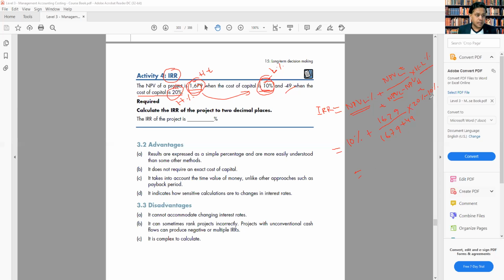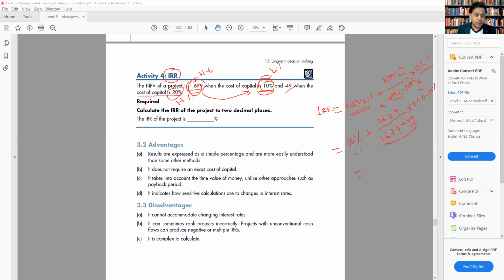If you do it once on paper, it will be clear for you. It's not a difficult thing. So what is the result we have here? First we add these two, that is 1679 plus 49. Then 1679 will be divided by the result. After that, we multiply with the 10, so 20 minus 10 will be 10. And after that, we add the 10%.